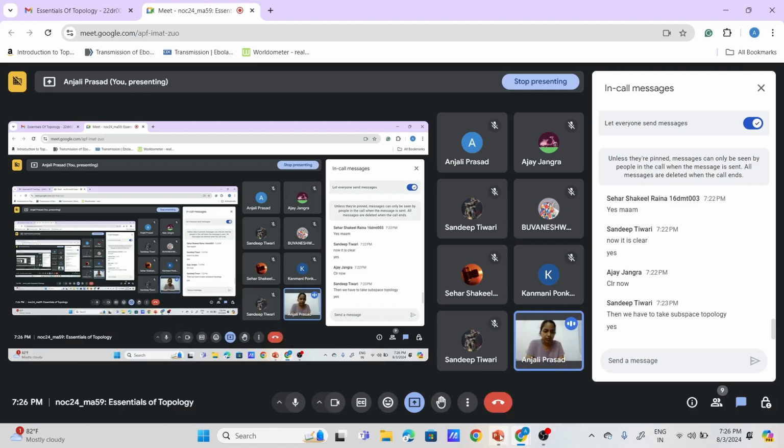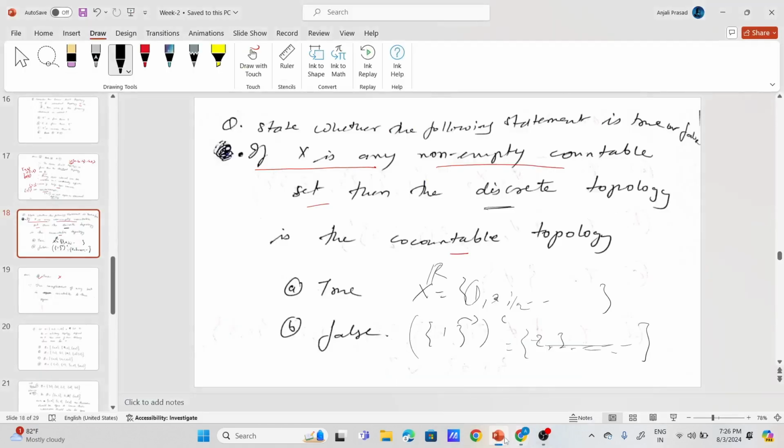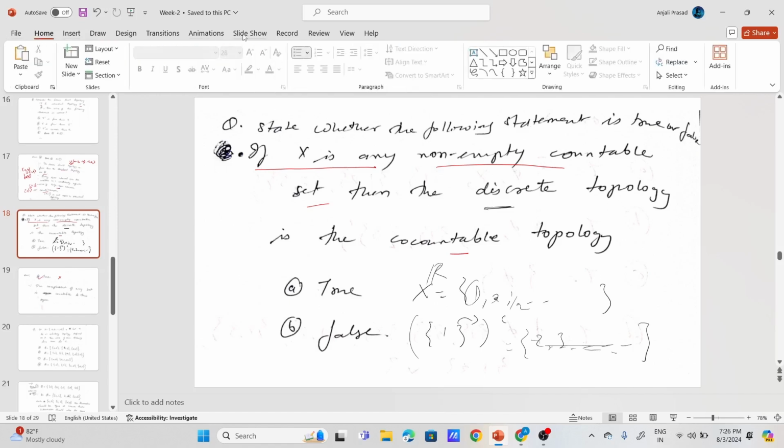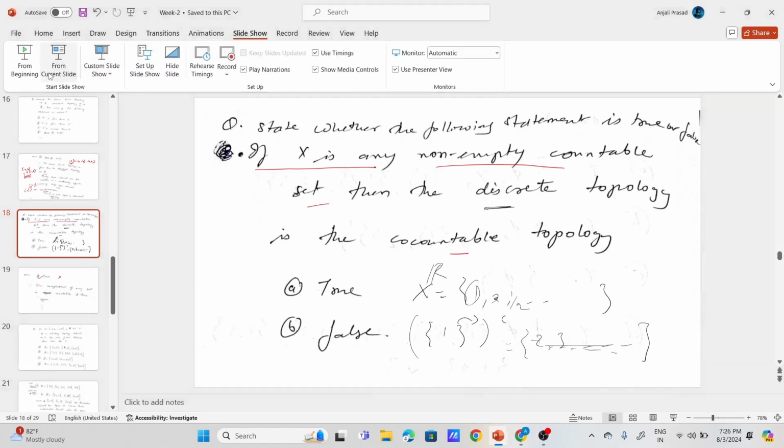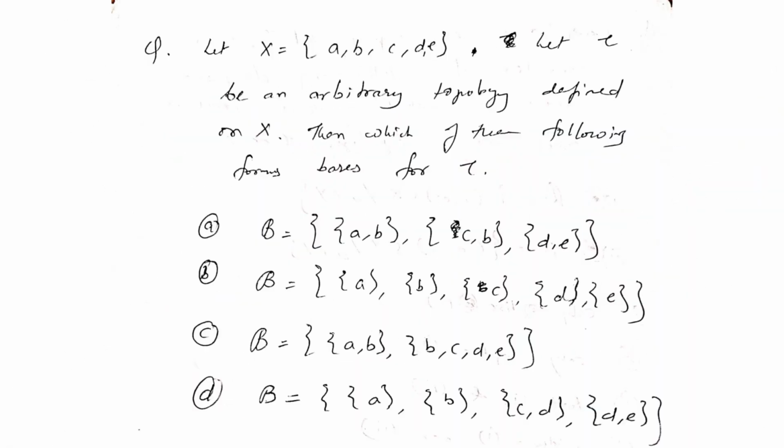Okay, sir, let's move to the next question. So the next question is: let X equal the set A, B, C, D, E, let tau be an arbitrary topology defined on X, then which of the following forms a basis for tau?